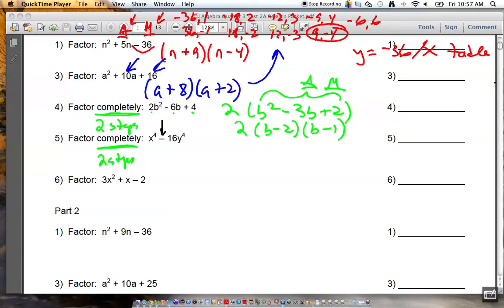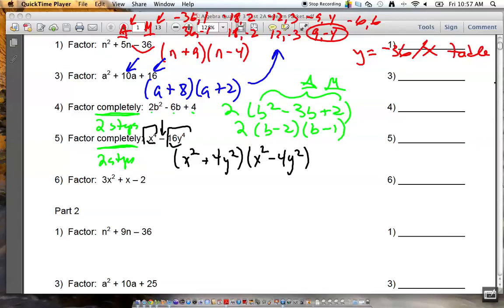Whenever I have 2 terms, the minus in between, I start thinking to myself, is this the difference of 2 perfect squares? If it's not, I'm in a lot of trouble. But it is the difference of 2 perfect squares. And I also, by the way, looked for a common factor. There was none. So I square root both of them, and I'm going to get x squared plus 4y squared and x squared minus 4y squared.